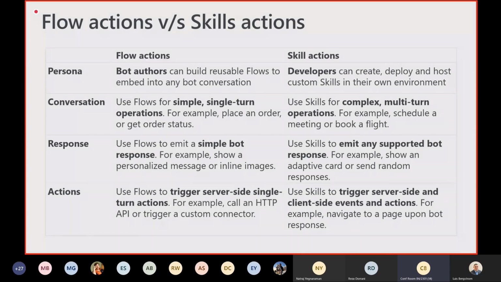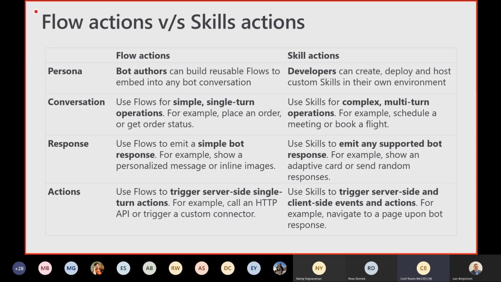In terms of responses, flows are best if you just want a simple bot response. For example, you want to get the details of an order that was placed. Is the order completed or not completed, right? Those are the kind of things that flows are best for. However, skills can support any bot response today. So if you want a skill that returns an adaptive card, you can build a skill that returns an adaptive card, and that will show nicely on the canvas.